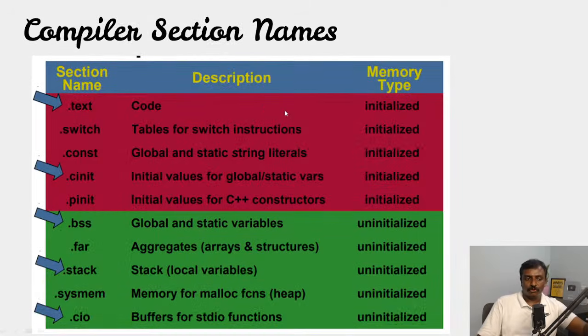So these are the descriptions, like .text, .switch, .const, .cinit, .pinit. Then .bss, .stack, .cio. All of these, the memory type is initialized, and all of these are uninitialized. These are program memory and these are data memory.